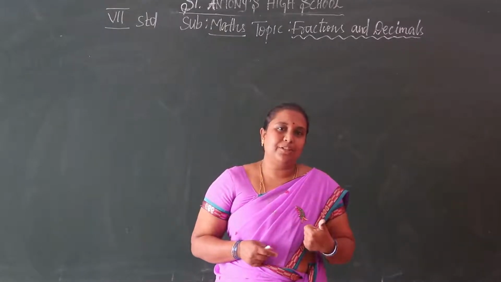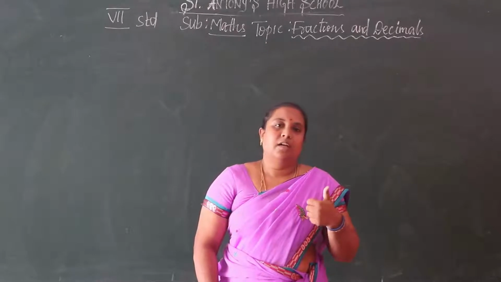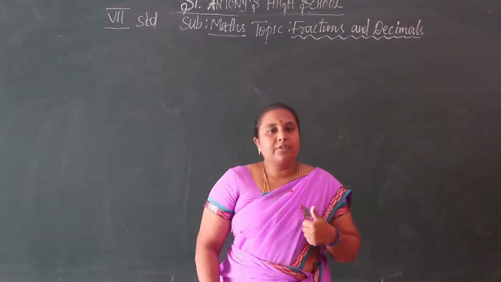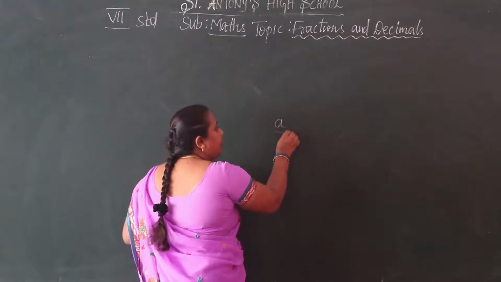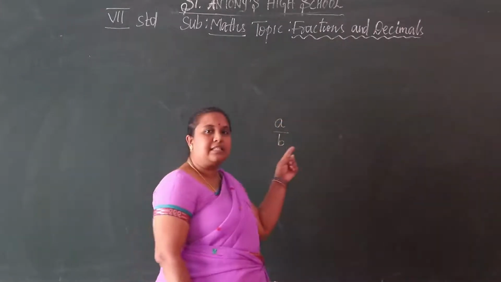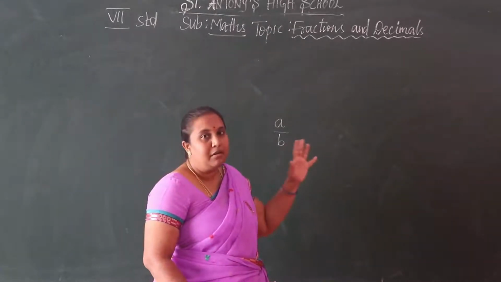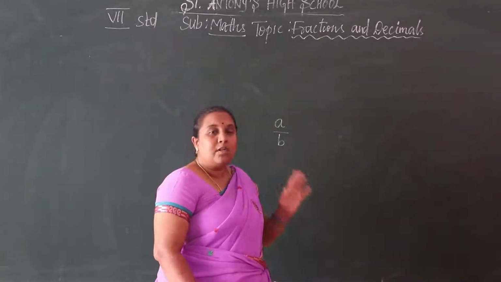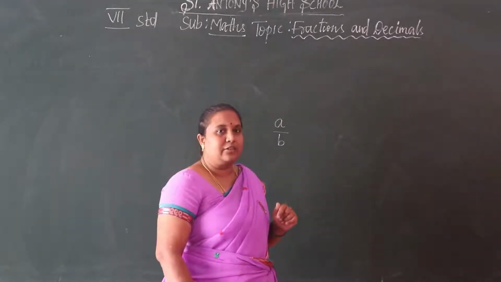So what is a fraction? A fraction is a number which is in the form of a by b. We can say it is a fraction. The number is said to be a fraction. And what are the types of fractions?